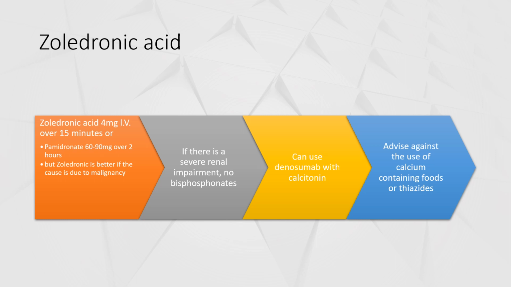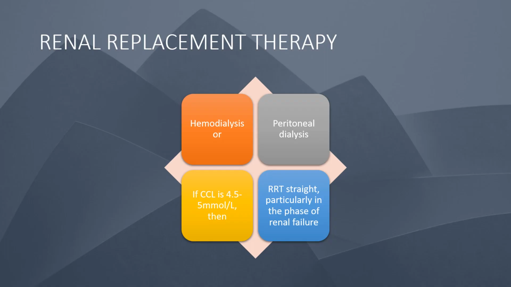We are going to advise against the use of calcium-containing foods or thiazide to prevent further increase in calcium. Renal replacement therapy will be adopted using hemodialysis or peritoneal dialysis if corrected calcium level is 4.5 to 5 millimoles per liter. Then, renal replacement therapy straight away, particularly if you are dealing with renal failure.